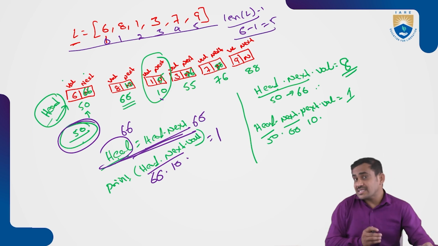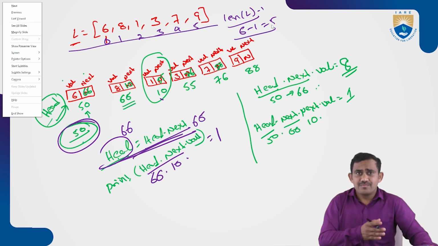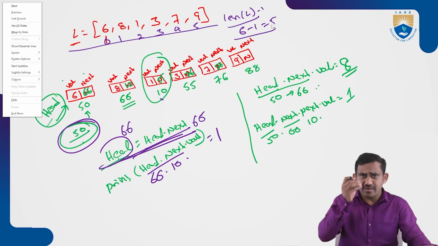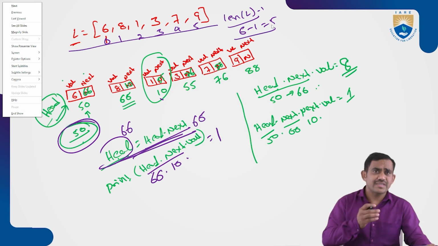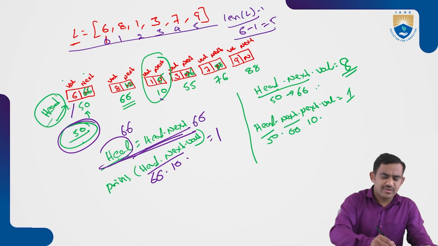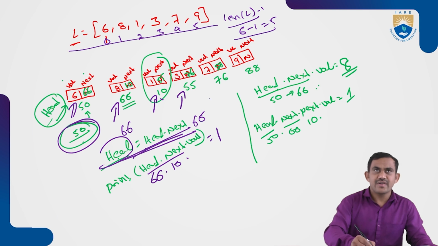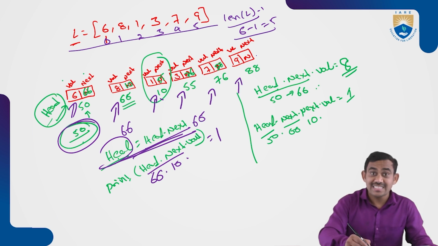Then coming to linked list, what is the idea? Where do I need to stop in the particular linked list? I started with head. Head is changed to head dot next. Again head is changed to head dot next. So first, starting head is 50. 50 is changed to 66. 66 changed to 10. Then 55. Then 76. Then 88. What is the 88 next? 88 next is always none.